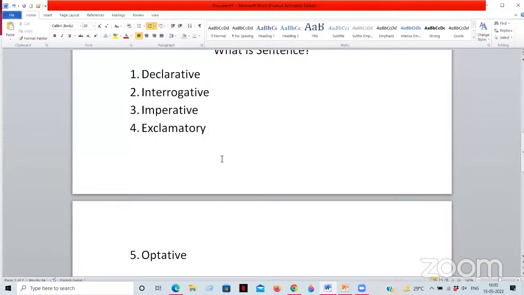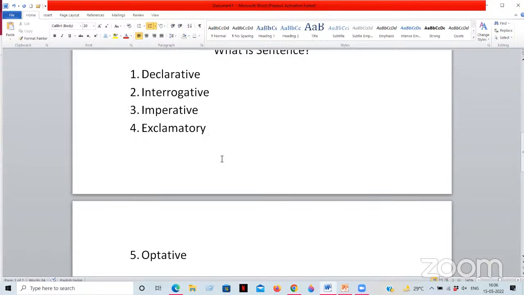So the next one is the optative sentence. In an imperative sentence, we give commands, we give orders. In an optative sentence, we show a desire, our wishes, our longings to have something, to do something, to eat something. So when we show our desires, like I want to be a teacher, I want to be a lecturer, I want to be a doctor, or today I want to have a pizza, that is what is called an optative sentence.